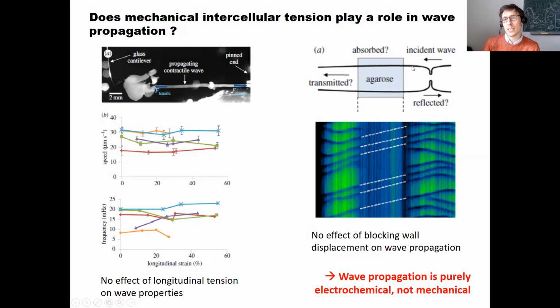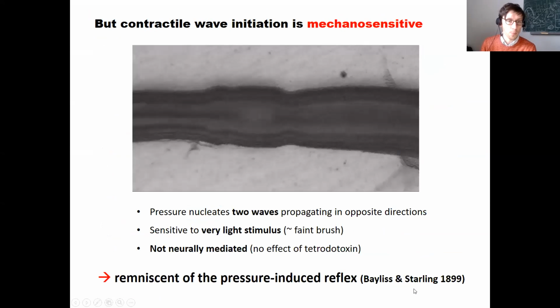In another experiment, we would block a small region along the gut by embedding it in a stiff agarose gel and trying to see whether waves would either be absorbed or reflect or be transmitted. And you can distinctly see here on the space-time diagram that they go from one end and are transmitted to the other. So our conclusion is that mechanics does not play a role in wave propagation. The phenomenon seems to be purely electrochemical.